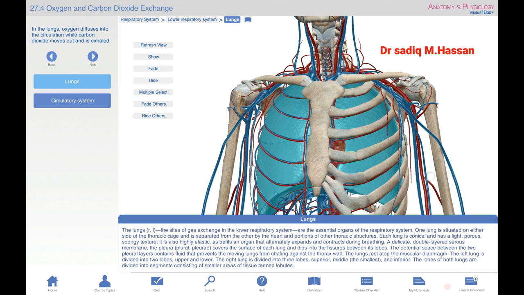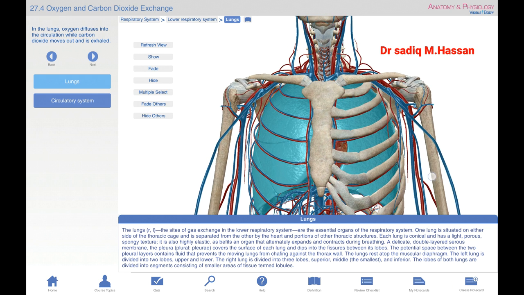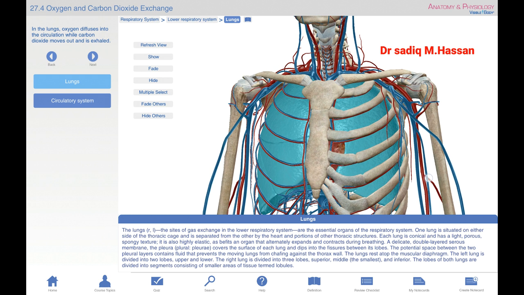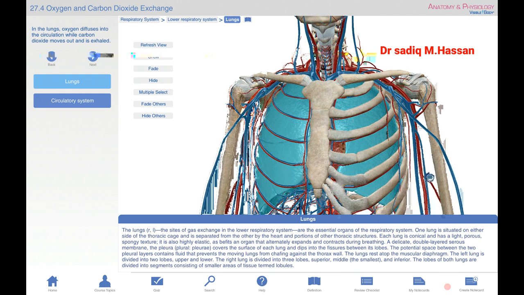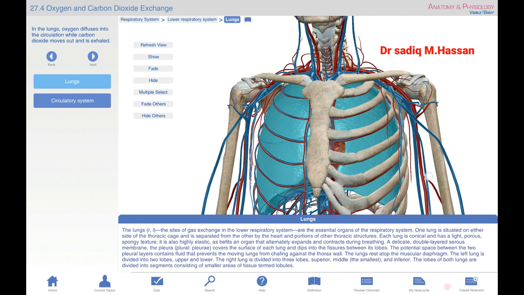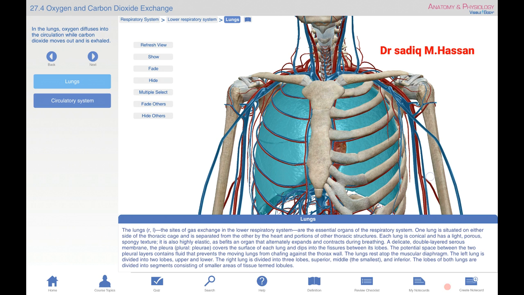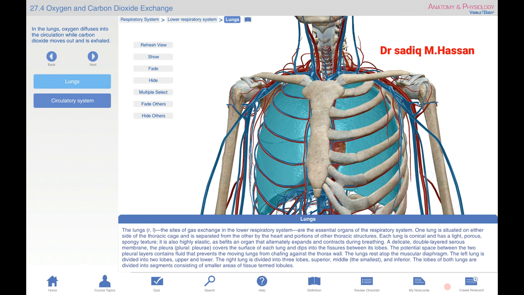In general, we will discuss every system in these videos, but here is an introductory short video of the cardiovascular system. Because gas exchange occurs in the lung, that's why we are now talking about the lungs. The left lung is divided into two lobes, superior and lower. The right lung is divided into three: the superior, the middle, which is the smallest, and the inferior. The lobes of both lungs are divided into segments consisting of small areas of tissue we term lobules. These lobules, we will see how they work and how they are arranged.